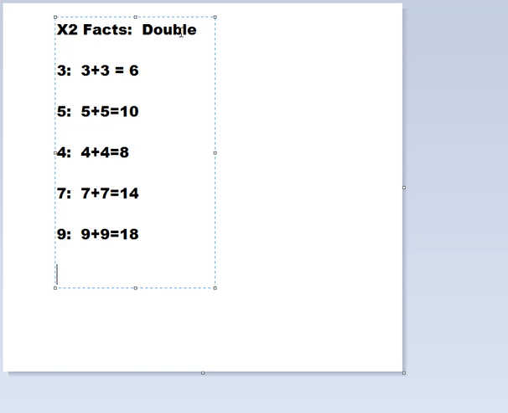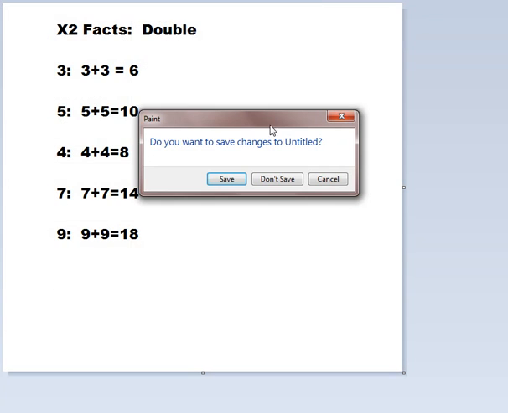So when doing multiplication facts and you're multiplying by 2, essentially that is what you're doing, you're doubling the number. So let's try to do some examples with the multiplication. I'm going to change over here to handwritten.